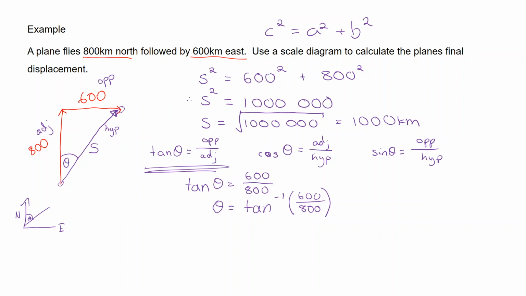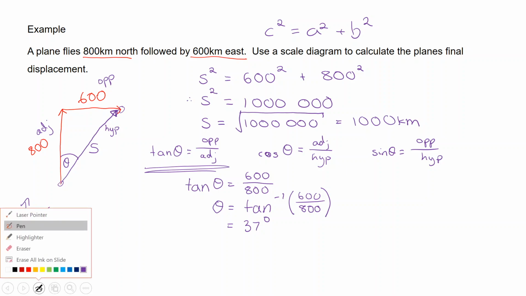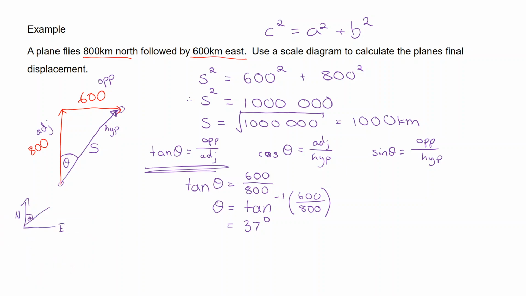Okay, so if I put inverse tan of 600 over 800 into my calculator, I get 37 degrees, and I've just rounded that to the nearest whole number. Now I can write down my final answer, and that is that the displacement equals 1,000 kilometres, and that's north 37 degrees towards east.